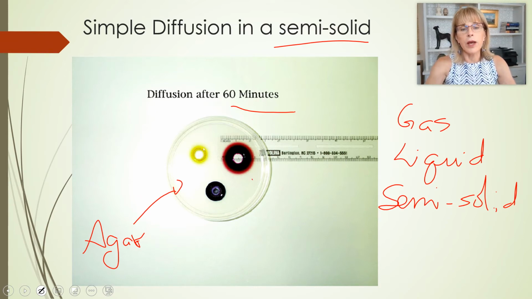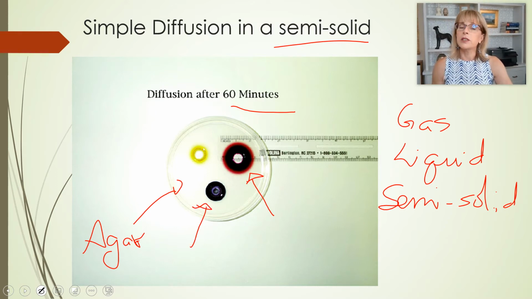And you'll notice that the red one diffused very far. It diffused very fast. But let's just focus on the blue one. The blue one did not go as far. Well, if I give you 60 minutes to run and you run farther than your friend wearing blue, then who ran faster? Well, you did, right? If you go farther in 60 minutes, you have run faster.